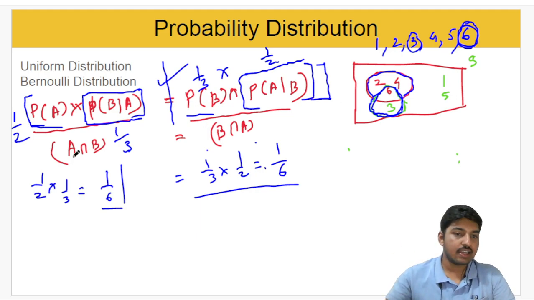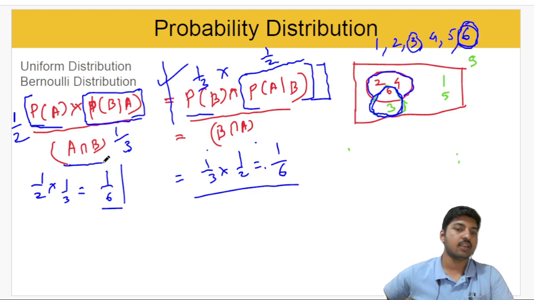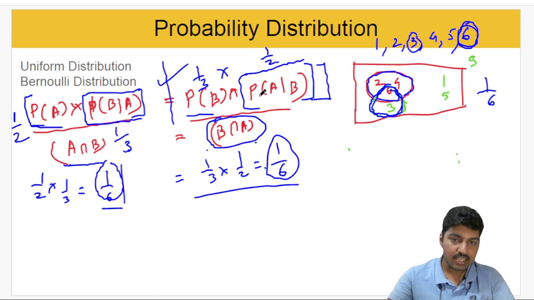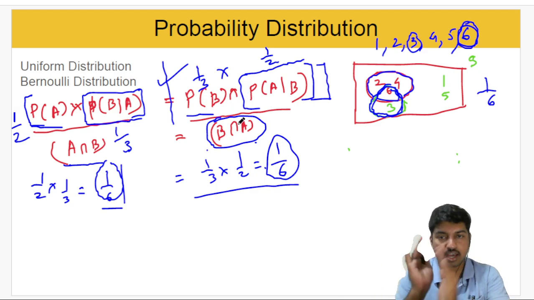And we saw earlier, this is equal to probability of A intersection B. Correct? A intersection B is my 6, which is 1 by 6. This is my probability of A intersection B, 1 by 6. So this is equal to A intersection B. Until here, are you clear?